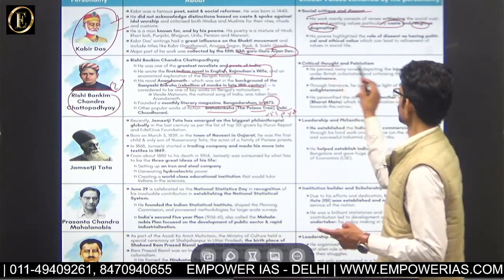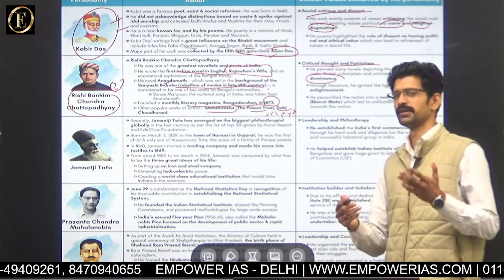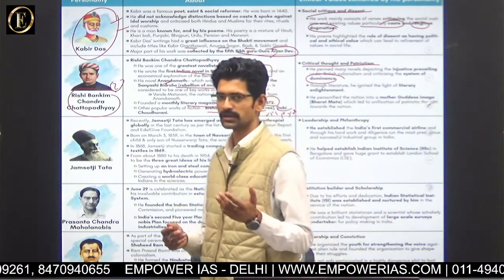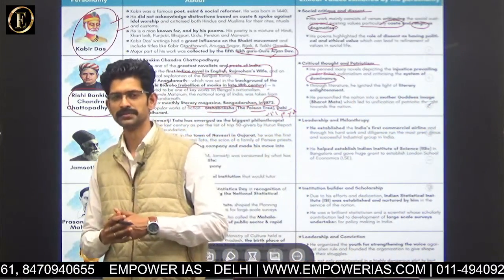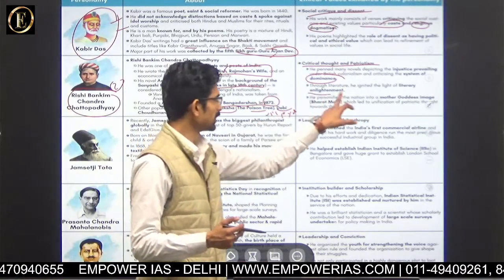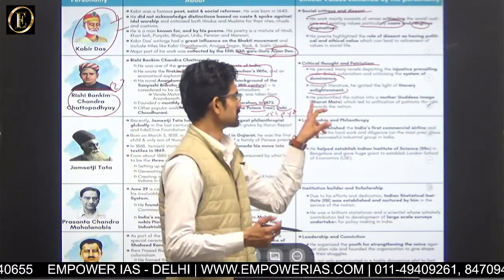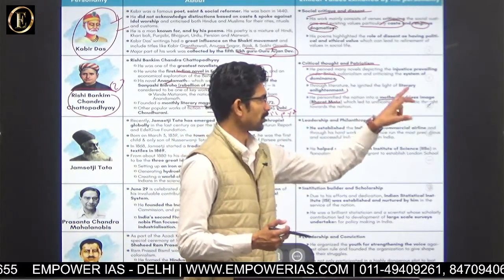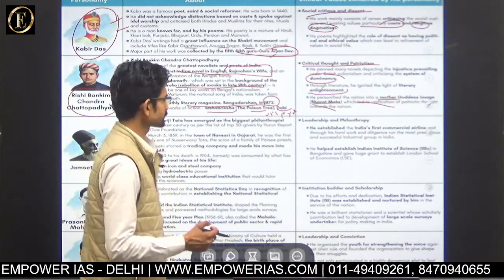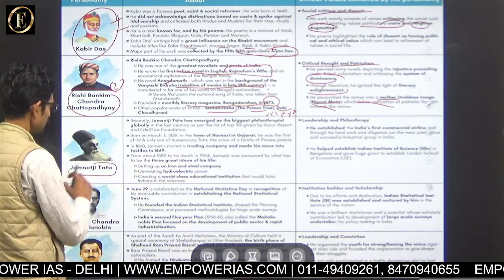Then critical thoughts for patriotism. He propagated the patriotic feeling in the national sentiment at the time when India was under the British regime. So that is why he is very important. He also brought enlightenment through his literary views, and he gave the Bharat Mata image as mother goddess and a patriotic song for India.